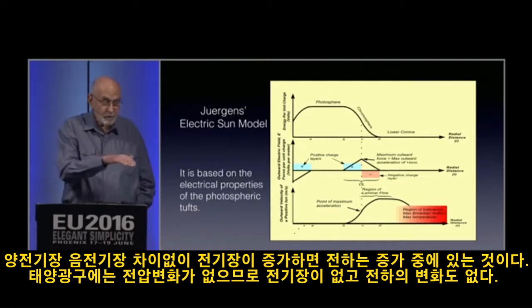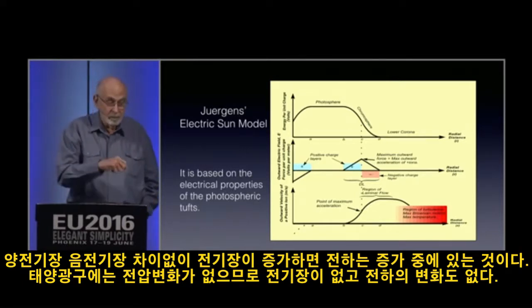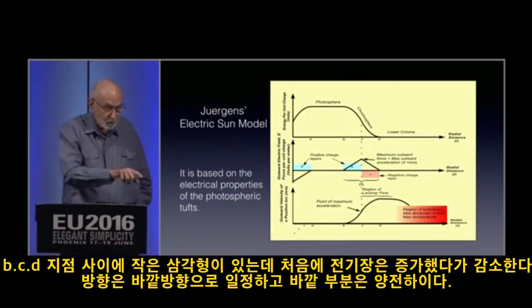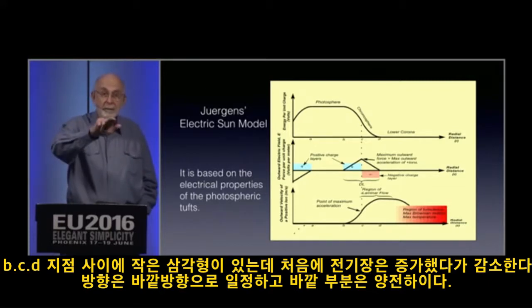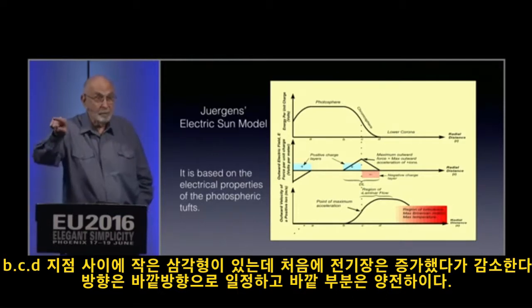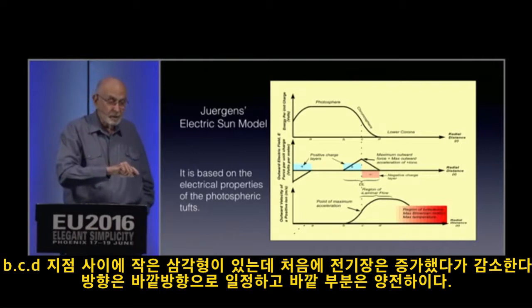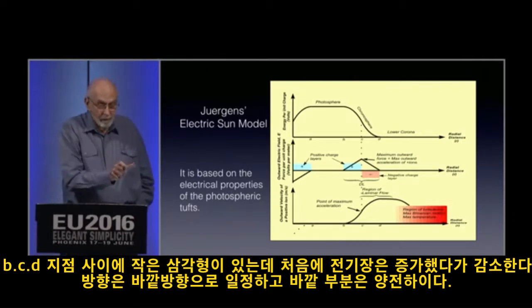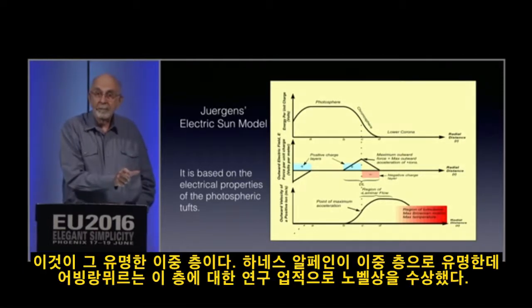Where the photosphere, the voltage is not changing, there is no electric field, so there is no charge. And the little triangle out around between points B, C, and D, the electric field is at first increasing and then decreasing. Always in the same direction, the outward force is still positive outward, but that force is increasing for a while and then decreasing for a while back to zero. That's the famous double layer. You're going to hear people in here talk about double layers.